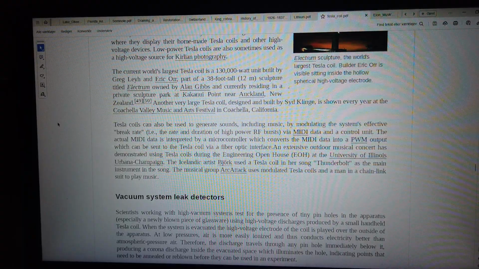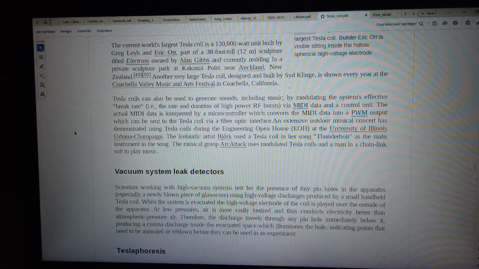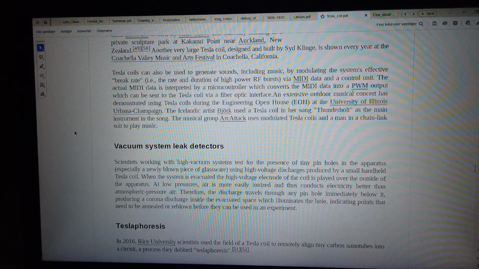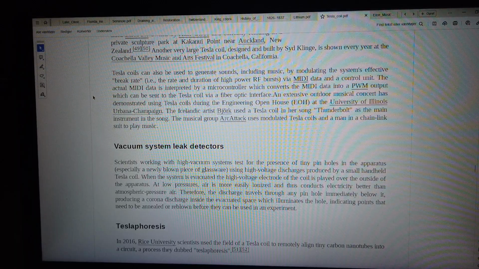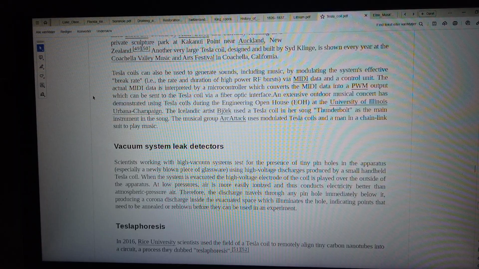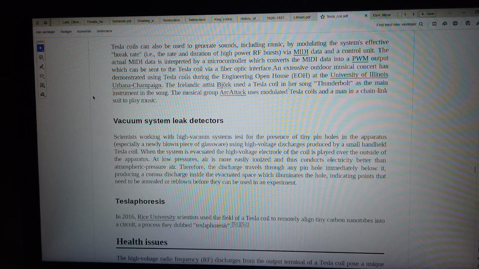Tesla coils can also be used to generate sounds, including music, by modulating the system's effective break rate, i.e., the rate and duration of high-power RF bursts, via MIDI data and a control unit. The actual MIDI data is interpreted by a microcontroller which converts the MIDI data into a PWM output which can be sent to the Tesla coil via a fiber optic interface.